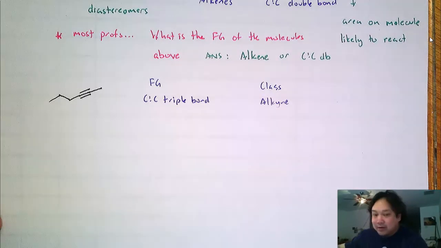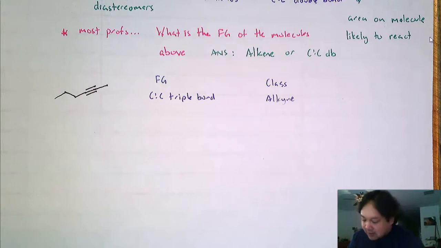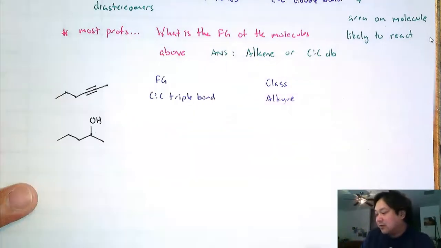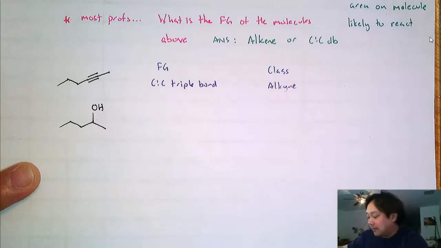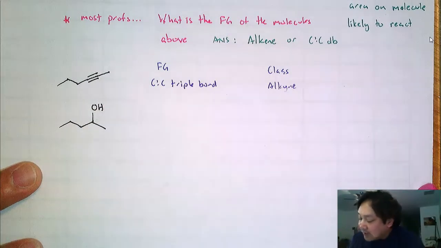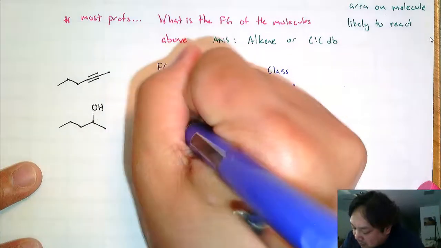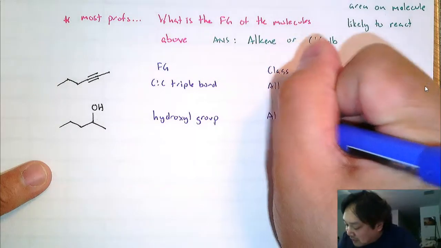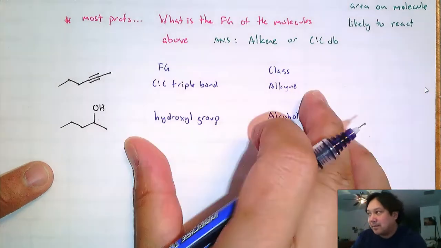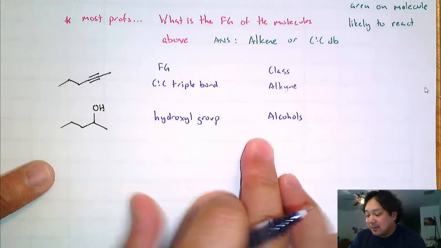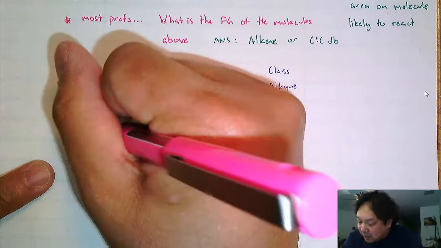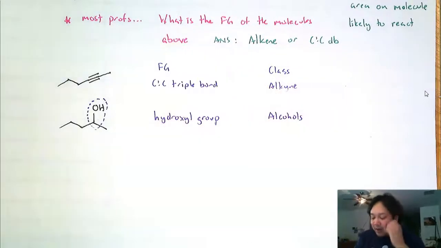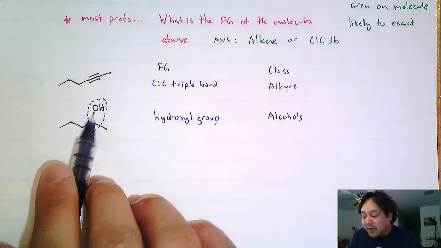Okay. Moving on, let us see some molecules that have oxygen in them. Our first molecule that has oxygen in it that we will consider the class is this one right here. And the functional group now has a special name. It's called the hydroxyl group. And if a molecule has a hydroxyl group, that molecule is in the class of alcohols. So as you see the organization of this table, functional group and class. And then we could also circle or put a dotted circle around the functional group. I'm going to include the carbon that's connected to the OH.